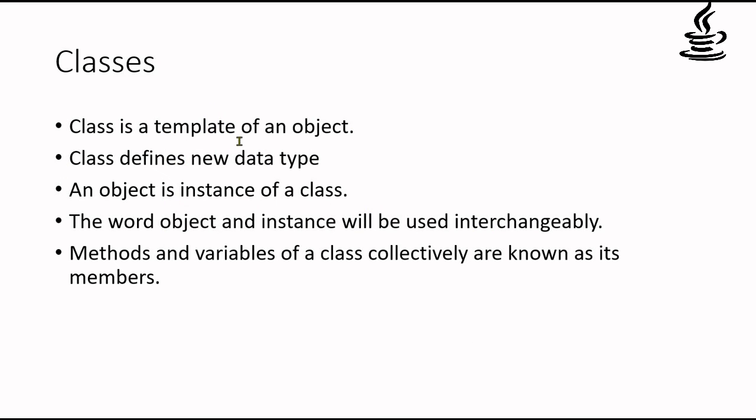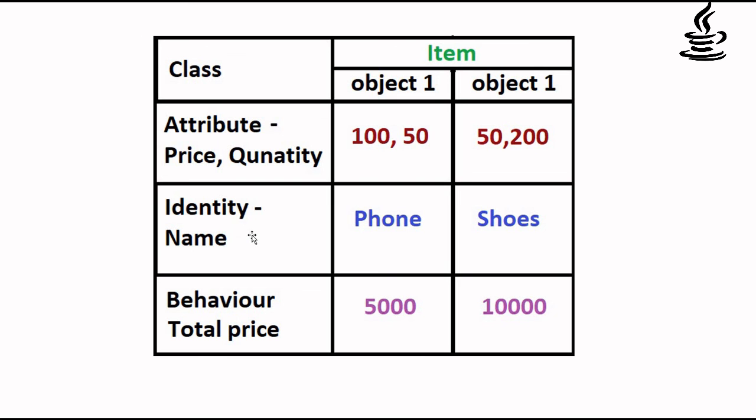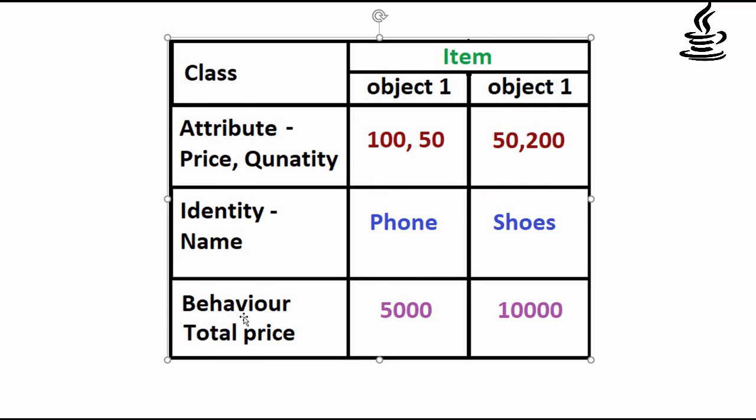So a class is basically a template of an object, and it defines a new data type, and every object is an instance of a class. The words object and instance will be used interchangeably in our later sessions, and the methods and variables of a class are collectively known as its members. If you see here, the attributes are the price, quantity and name, and the method is the total price, which we calculate by multiplying price and quantity. The properties of our class and the methods associated with our object are collectively known as the members of a class.